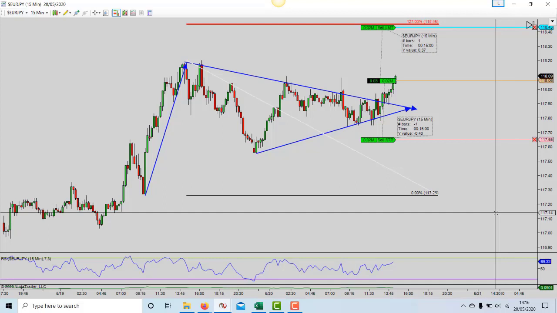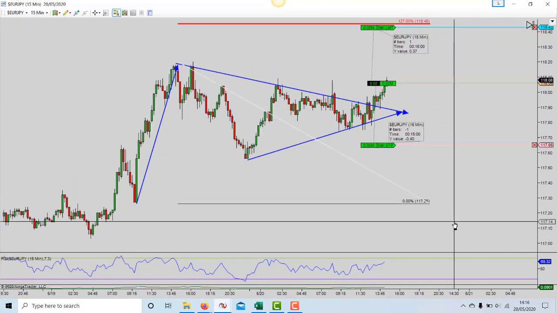This is the Euro Yen on the 15 minute and I'm involved in a breakout pattern. This is a pennant and I'm going to talk you through the rules that I use to get involved with this trade and the extra confirmation that I've now had on this particular pattern.